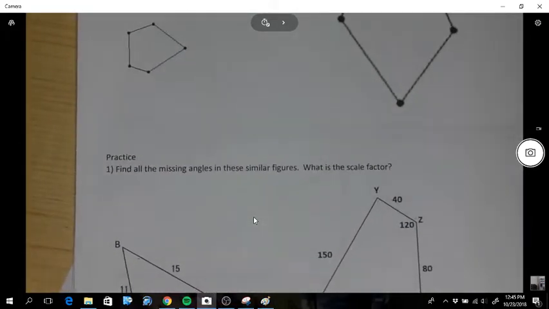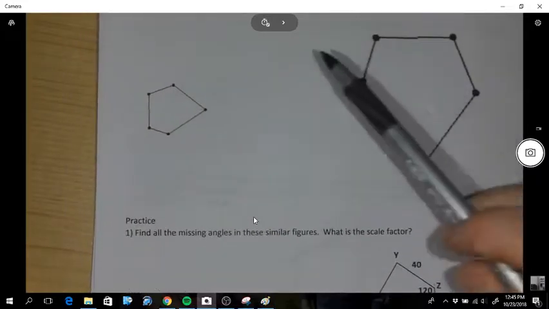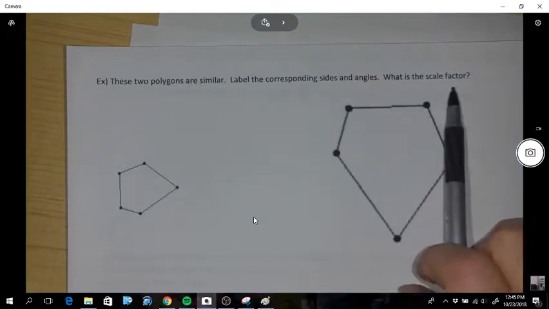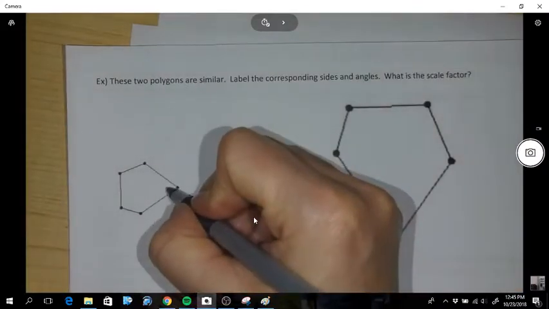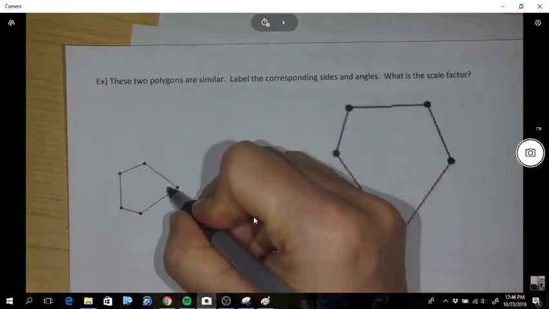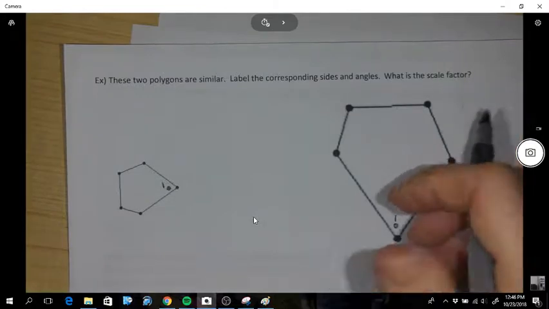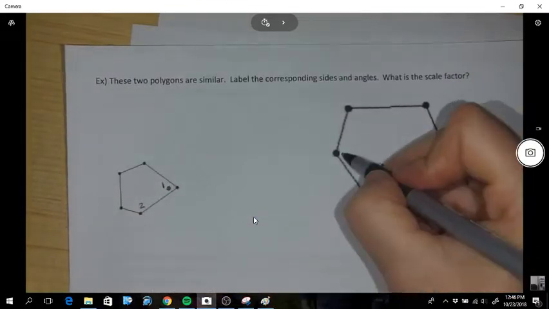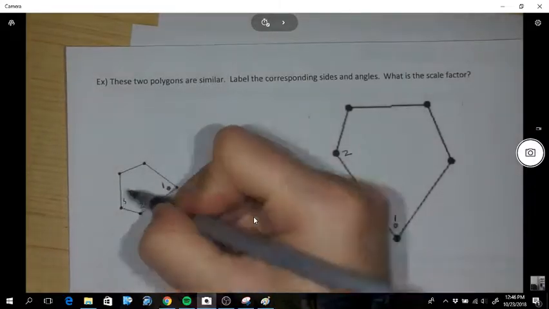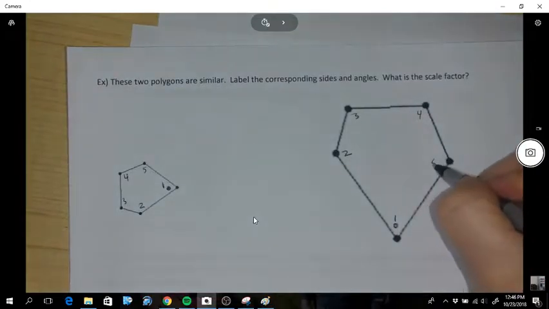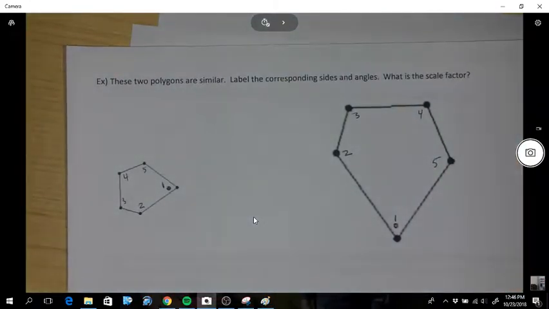Now, number 2. These two polygons are similar, so they've already told us that. Now label all the corresponding sides and angles. So now I can see that this angle is equal to that one. Let's use numbers here. 1 and 1. So this is a rotation, right? So that would be equivalent to that one. 3, and this is 4, and this is angle 5. And then, so those are all the corresponding angles with each other.